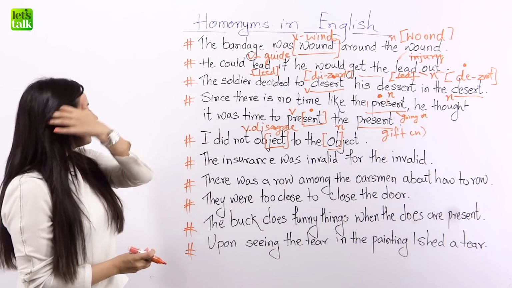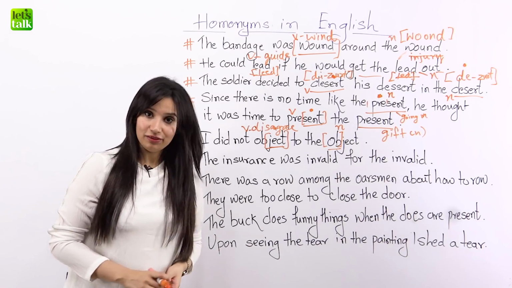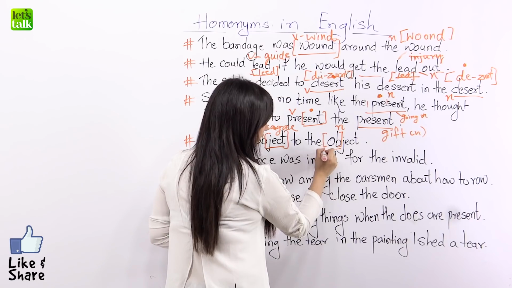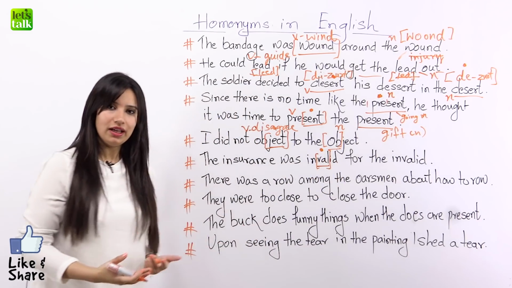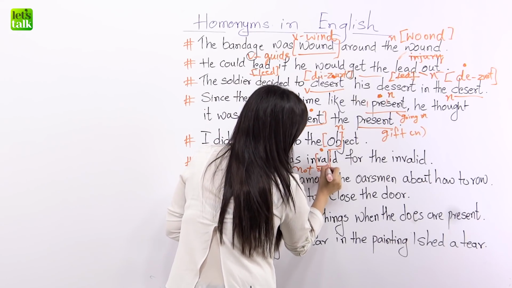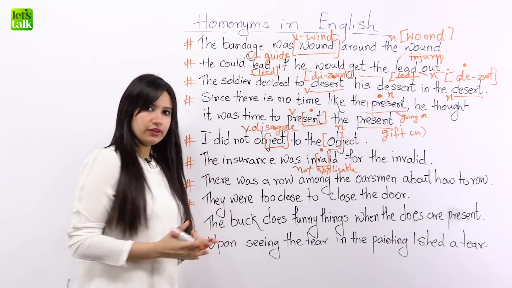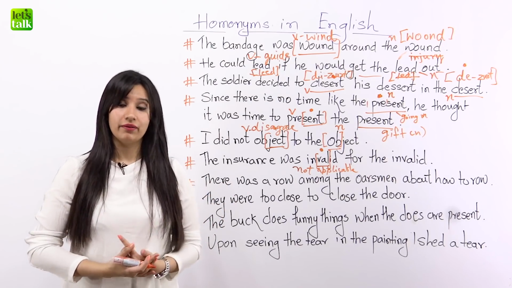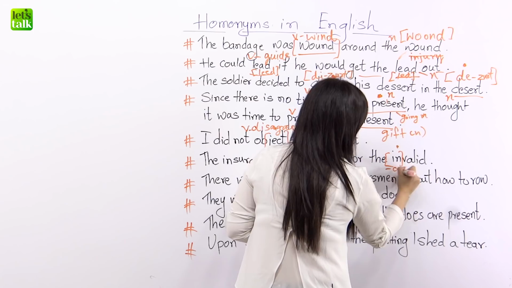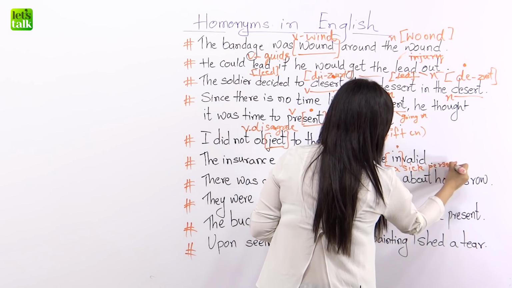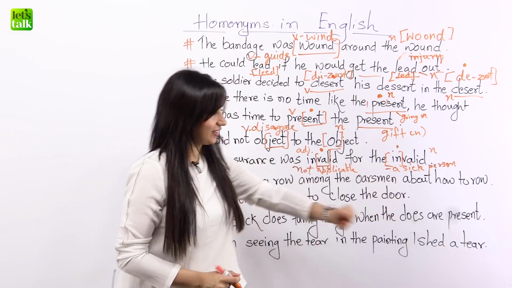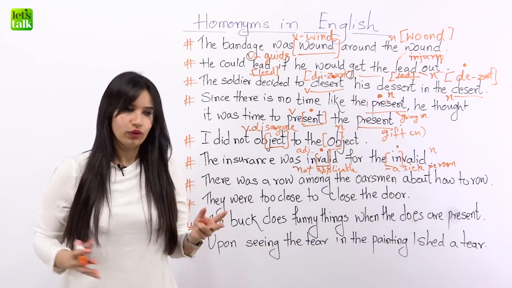The next sentence that we have: the insurance was invalid for the invalid. I'll repeat, the insurance was invalid for the invalid. So here I stress on the syllable in the middle, invalid. So invalid is something which is not applicable anymore. Not applicable. Who do you think insurance will not apply to? I believe to a person who is very, very sick. So a person who is sick is called an invalid, with the stress on the first syllable, a sick person. And this is a noun, and this is an adjective. So invalid and invalid.